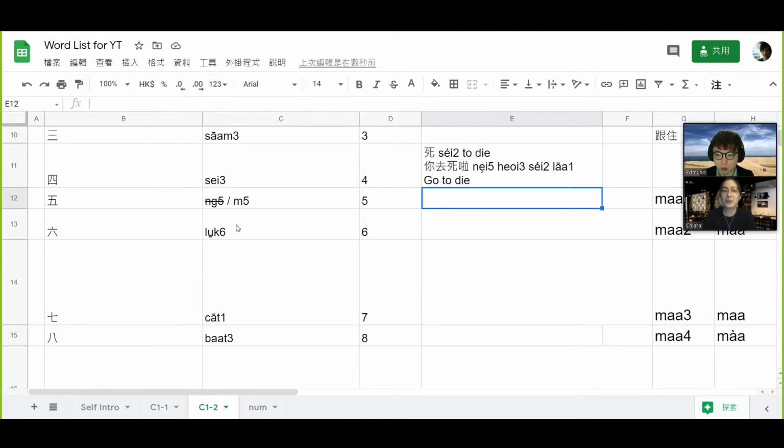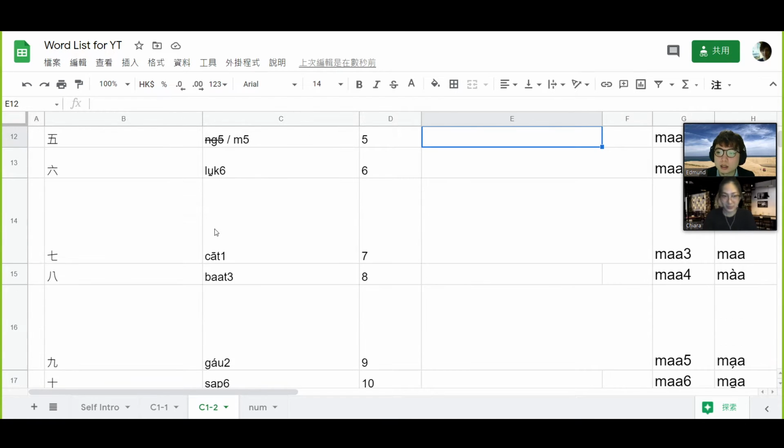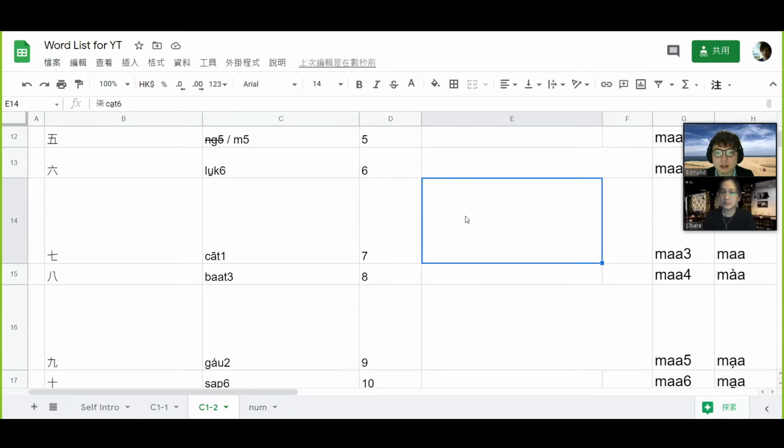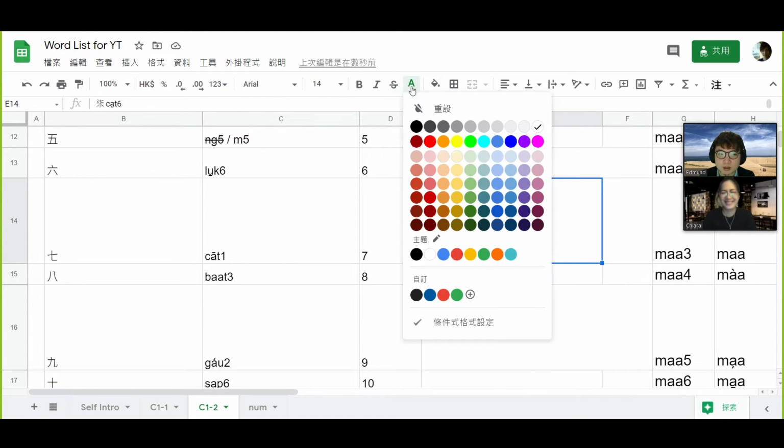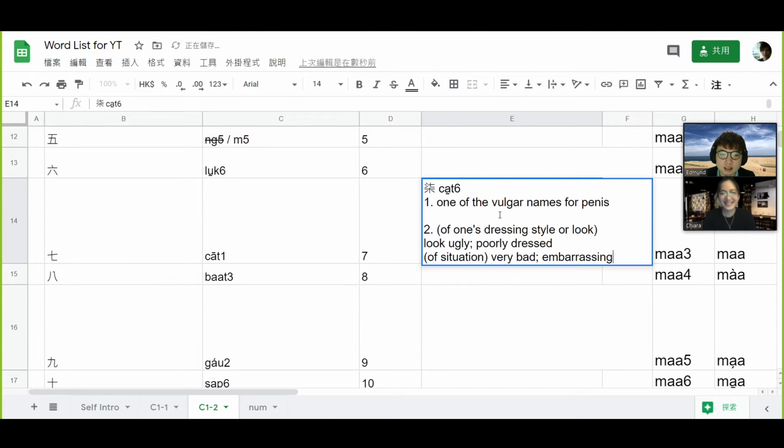Luk, a low tone. Okay. And for 7 is chat. Chat, high tone. And for 7, if you pronounce it in a low tone, it will become a swear word in Cantonese. Chat is a swear word in Cantonese. It's a slang for penis or dick, whatever you call it.